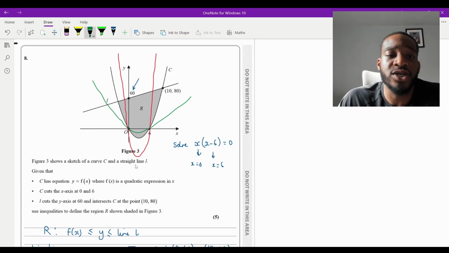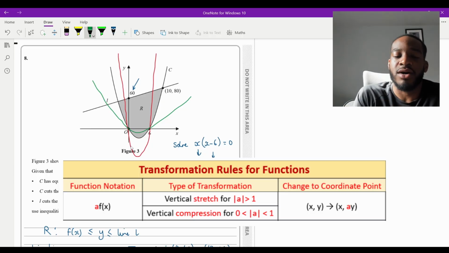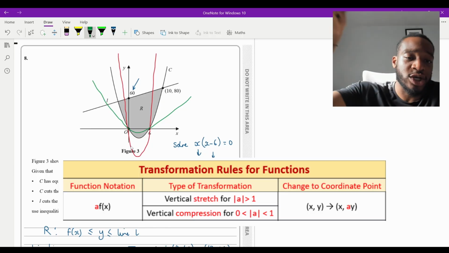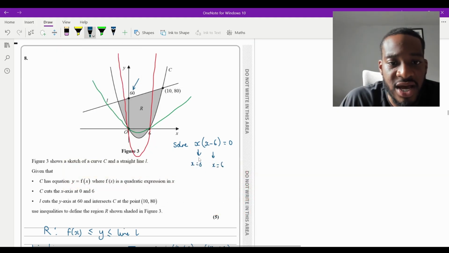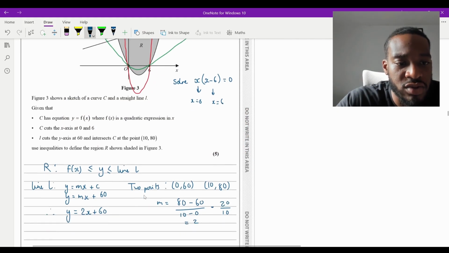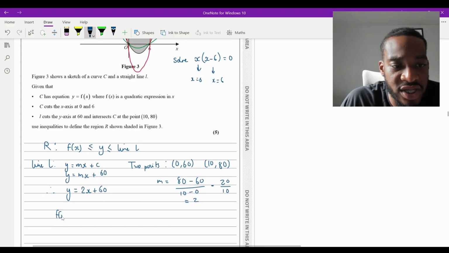How do we account for all of these different stretches? Well, this is just a graph transformation, isn't it? And it's the graph transformations where the multiply means that you vertically stretch the graph. So essentially what you're going to be doing is saying that you've got this graph. I'm going to call it f of x, which is the quadratic.